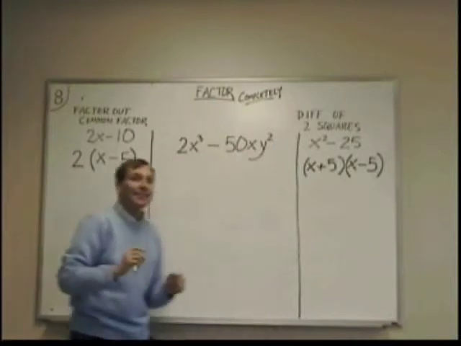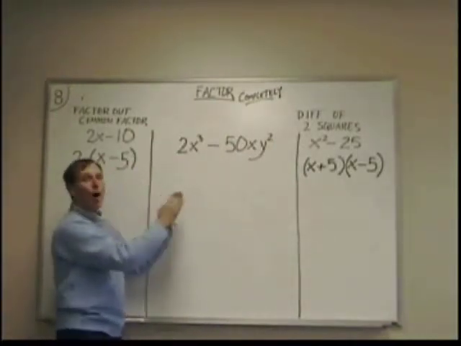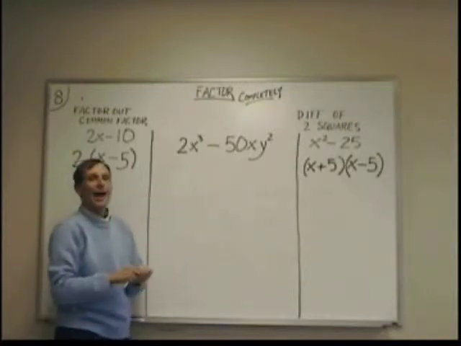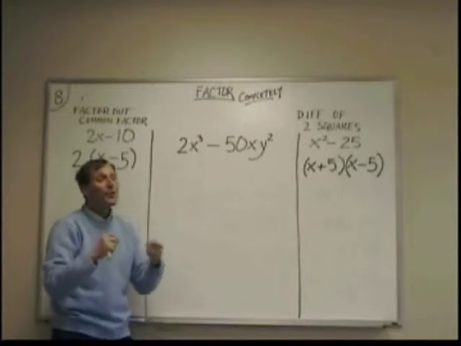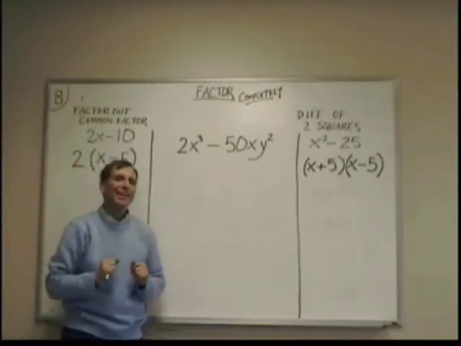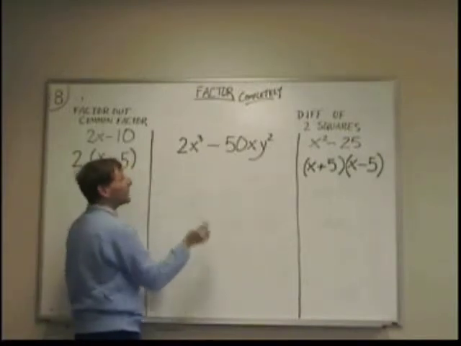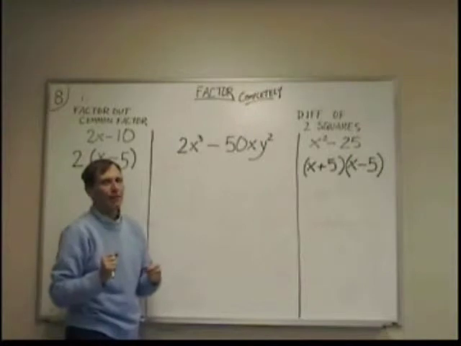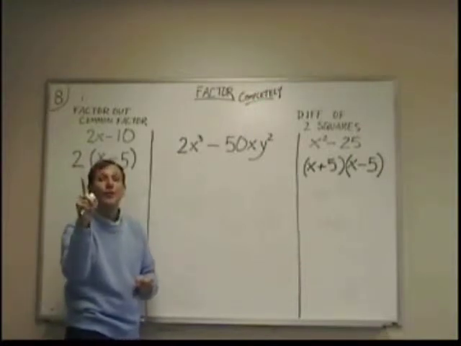Now what you're likely to see when it says factor completely is a problem that combines both pulling out common factor and difference of two squares. You may also see problems that combine other forms of factoring. We're going to look at these two today in this lesson. First, I'm going to see common factor. That's my first step. Is there a common factor? Always look for that first.